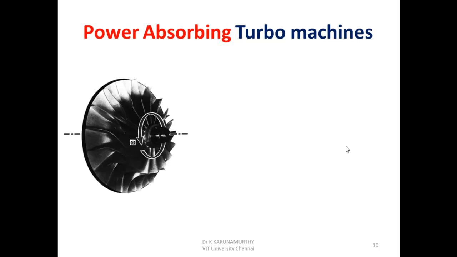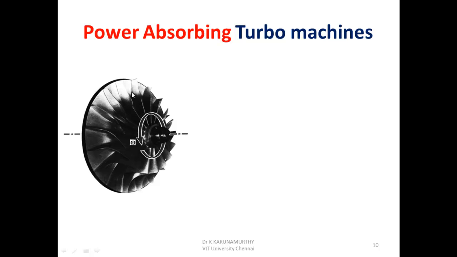And coming to power absorbing turbo machines, this is a compressor. This is a centrifugal compressor. In the case of a compressor, air enters at low pressure, and when it passes through the compressor, it comes out with high pressure. So that means we are going to impart energy to the fluid, thereby its pressure is going to be increased.